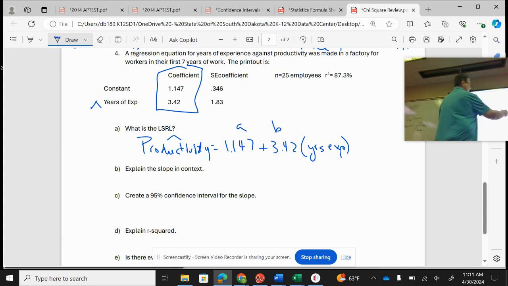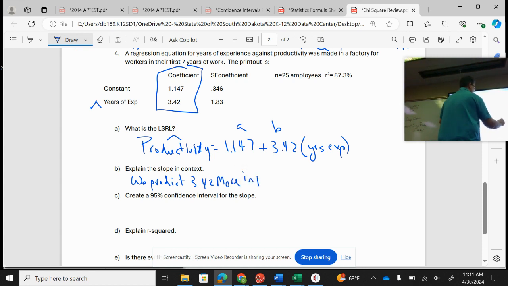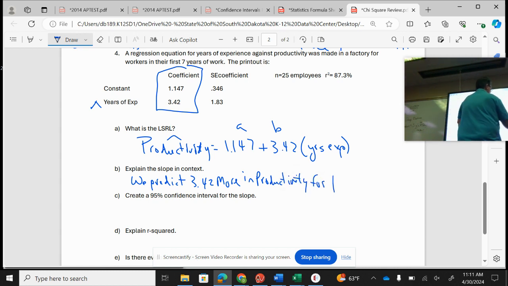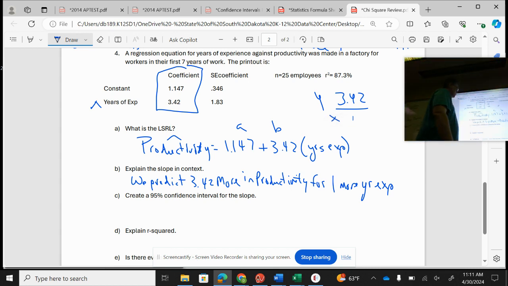Explain the slope in context. That's 3.42. We predict 3.42 more in productivity for 1 more year experience. Remember, it's 3.42 over 1. This is Y, and Y goes with the productivity, and this is X. X goes with the years experience.